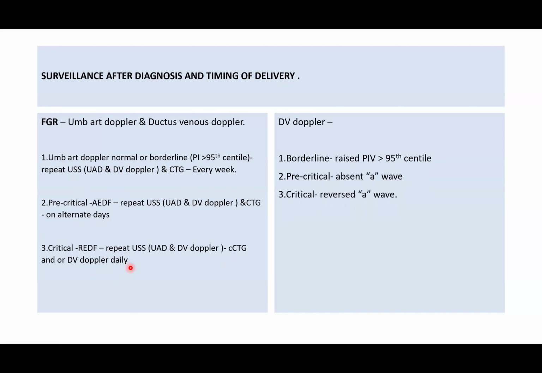Then what about ductus venosus Doppler? It is borderline if there is a raised pulsatility index velocity of more than 95th centile. It is pre-critical if there is absent A wave. It is critical if there is reversed A wave. Okay.